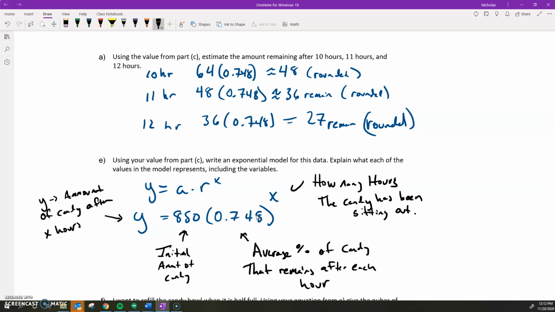So it's important not just to say something like, this is the rate, this is the initial amount. Initial amount of what? Initial amount of candy. X is the amount of hours the candy's been sitting out. So really put this into the context of the problem.